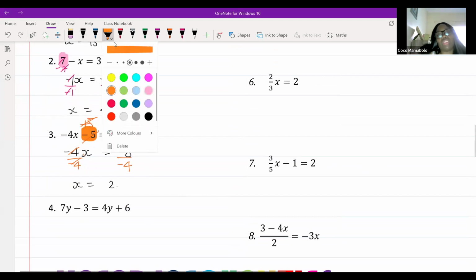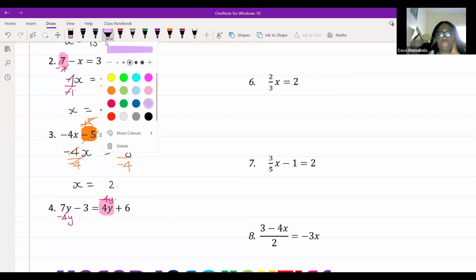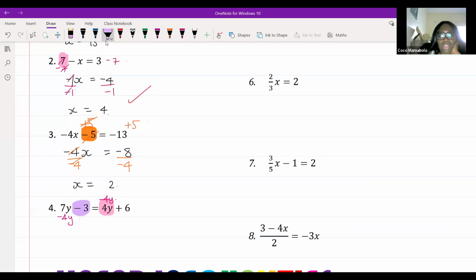without a y on the other side. So I'm going to take 4y, and I want it to go to the other side. So I'm going to minus 4y on this side, and I'm going to minus 4y on that side. Right. Then I'm going to plus 3, because I want to get rid of negative 3. So I'm going to plus 3 on this side and plus 3 on that side.